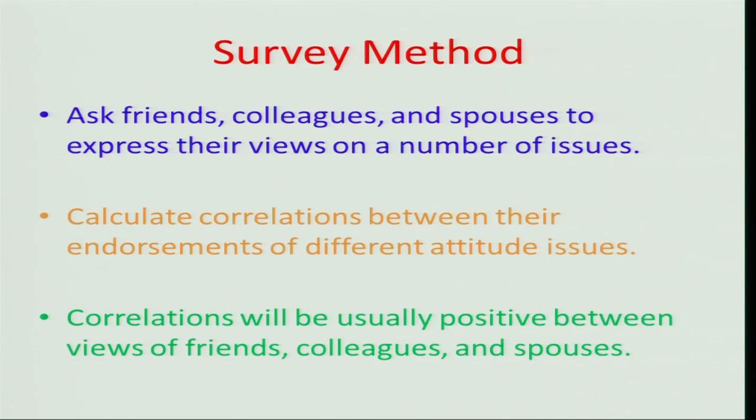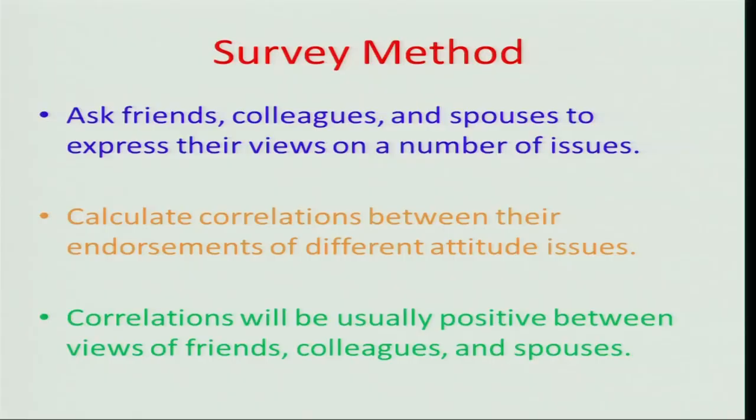What was their method? Typically, sociologists would ask people, friends, colleagues, wives, and so on, what are your views about different things, God, money, institution, society. And when you would correlate the two opinions, usually the correlation would be positive and high. So on that basis, one would say that friends, colleagues, peers, husband, wife, they are similar. This is the traditional sociological method or approach.